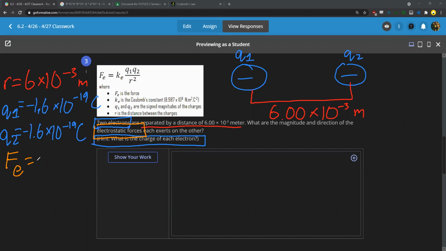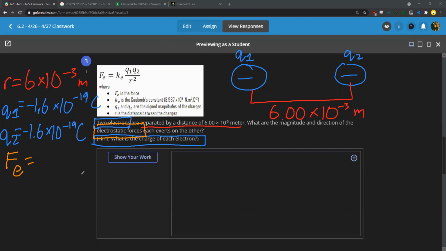Think of someone you hate. You don't want to be near that guy. You want to get as far away from that person as possible. You don't want to sit near him. That person could be me. You want to get as far away from me as possible, right? There's an electrostatic force here.